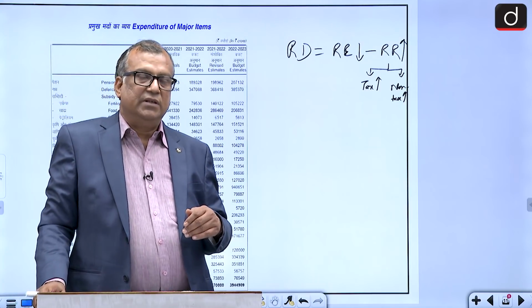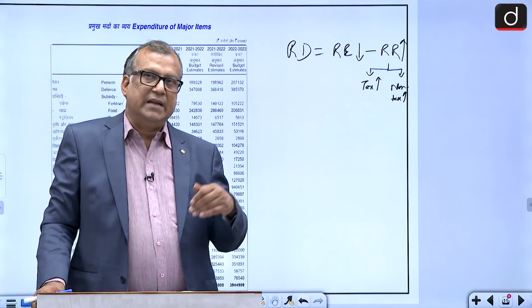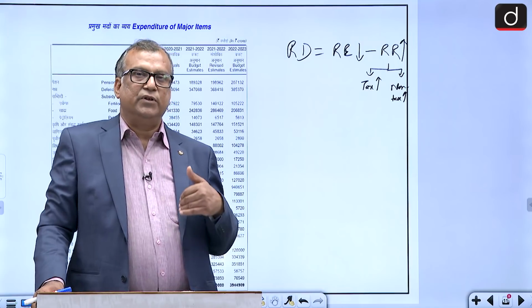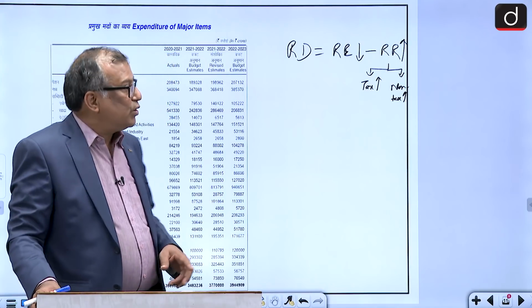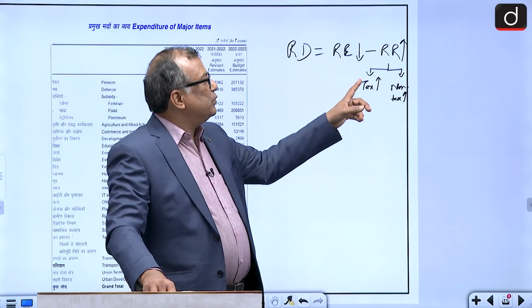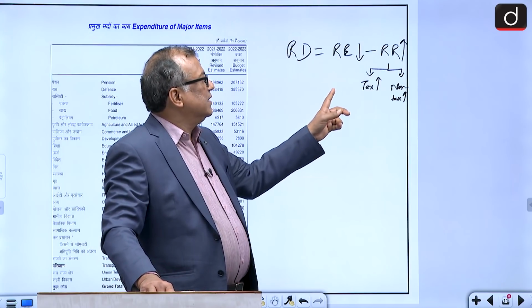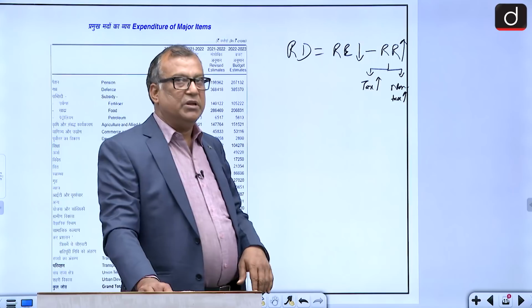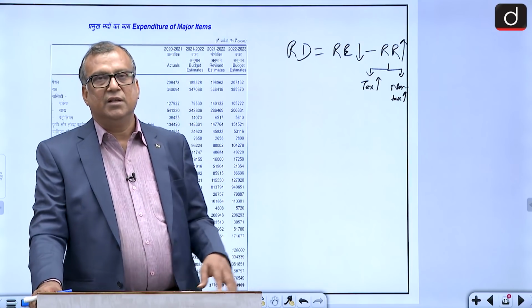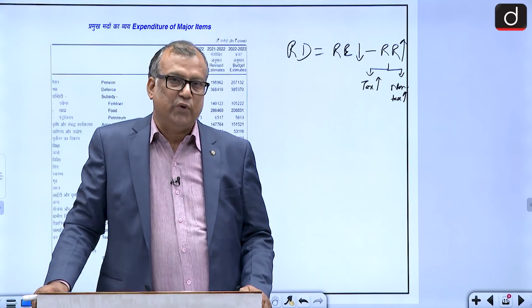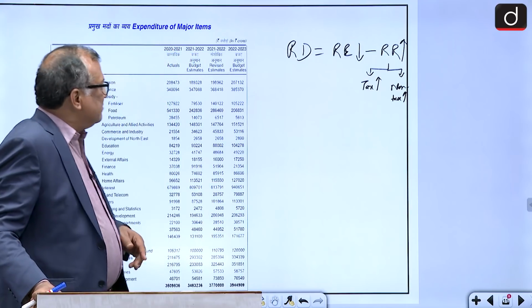So this year revenue deficit is less than last year, and next year it is further likely to be less on account of increase in revenue receipt, both tax and non-tax, rather than any reduction in revenue expenditure. Revenue expenditure is also growing, but revenue receipt is growing faster. But the government is making some efforts.